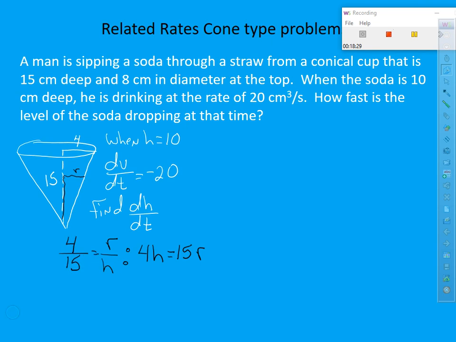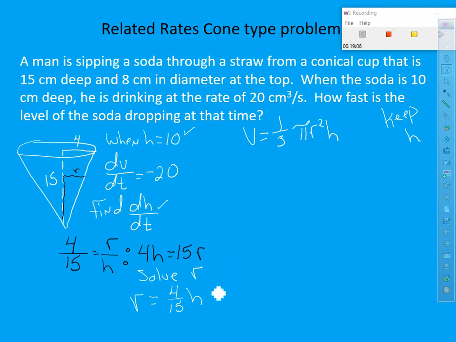Now, let me come up and start looking at the formula. Volume equals 1/3 pi r squared h. Once again, we need to decide if we want h's in our formula or r's in our formula. Well, once again, I've got a dh/dt I'm looking for, so we want to keep the h. So that means I need to solve this for r. And if I do that, it looks like r equals 4 over 15 times h.